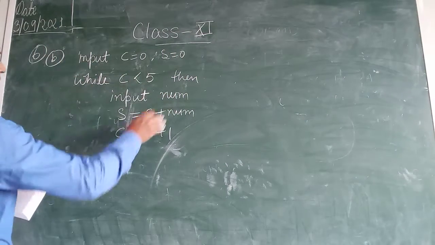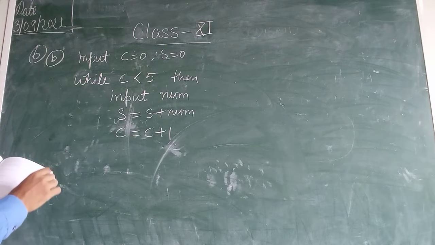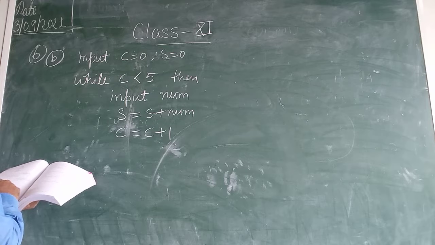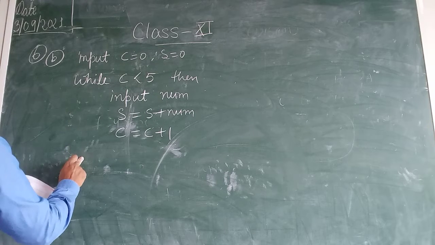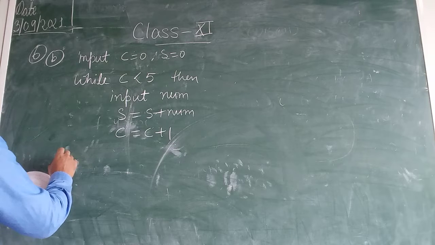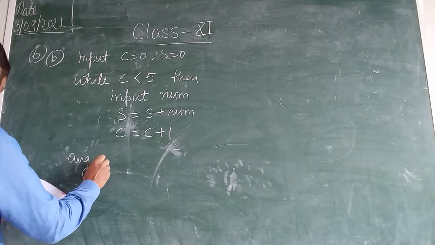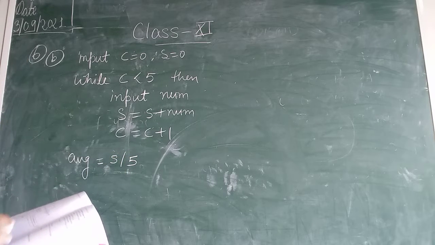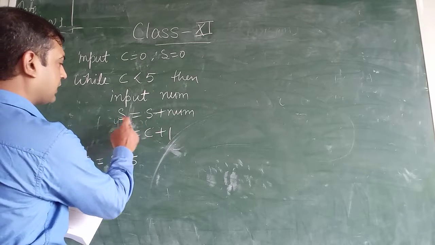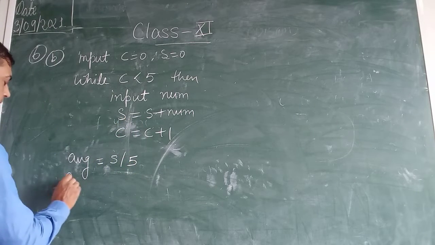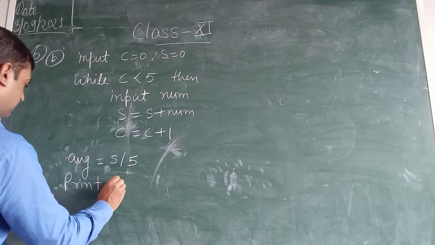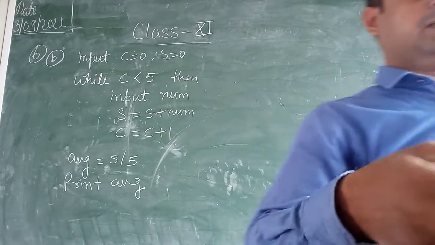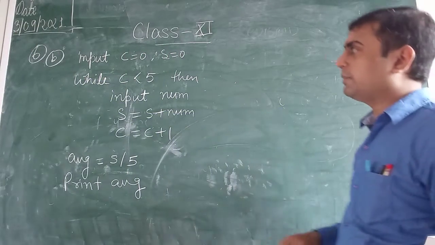Now after this, average equal to s slash 5. Average is the variable and s is the sum which you have calculated. Then after print avg, and then you have to stop. This is a very good program.